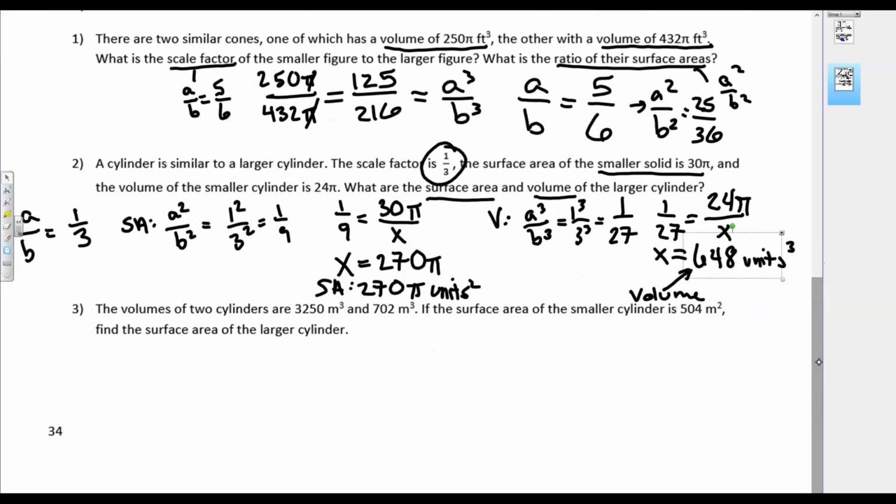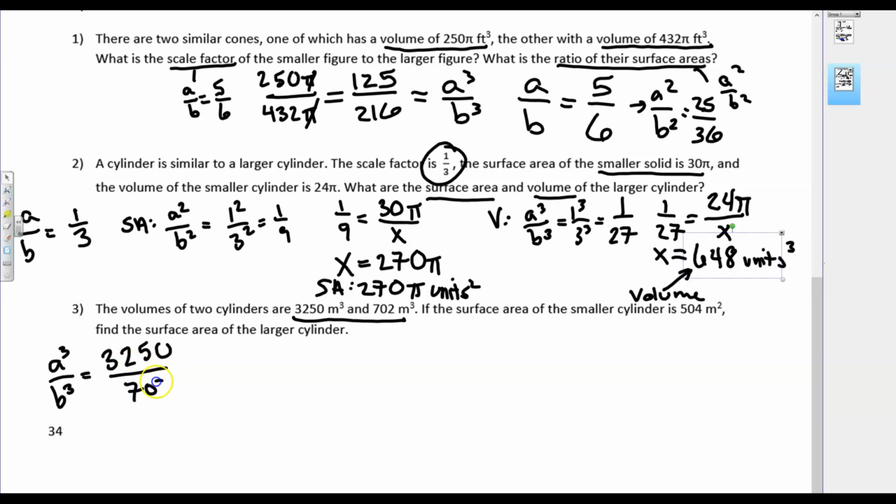All right, let's look at number 3. The volumes of 2 cylinders are 3,250 meters cubed and 702 meters cubed. If the surface area of the smaller cylinder is 504 meters squared, find the surface area of the larger cylinder. So my goal is to eventually find surface area, but I'm given 2 volumes. So in order to work this problem, I have to find A over B. And I cannot find A over B until I find A cubed over B cubed, because they gave me 2 volumes.